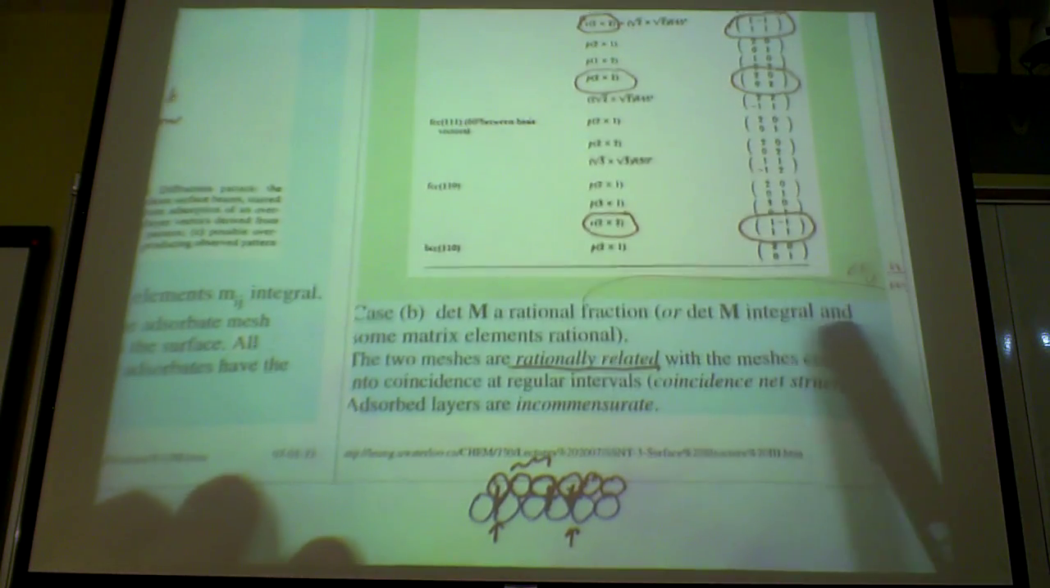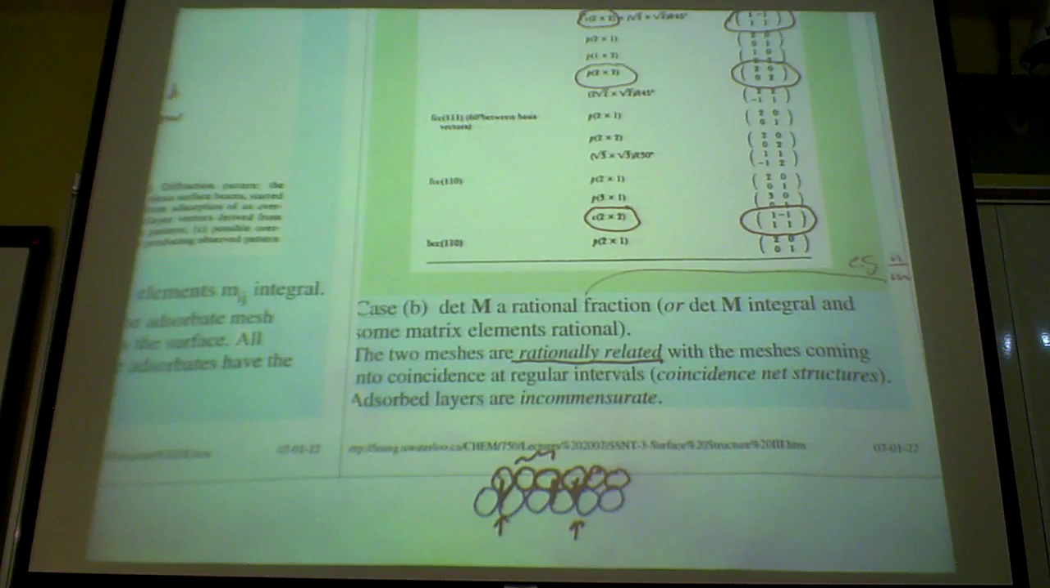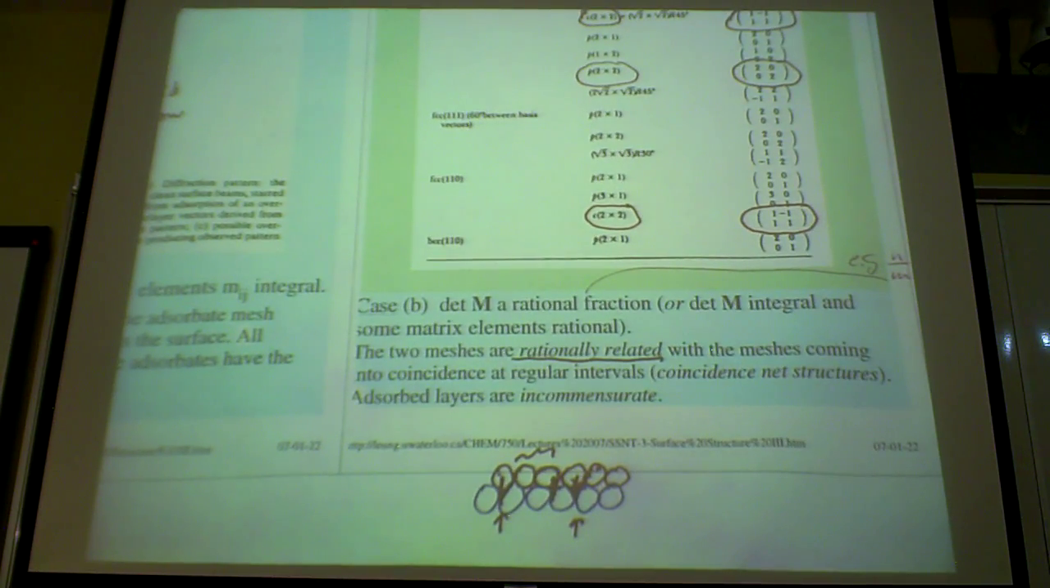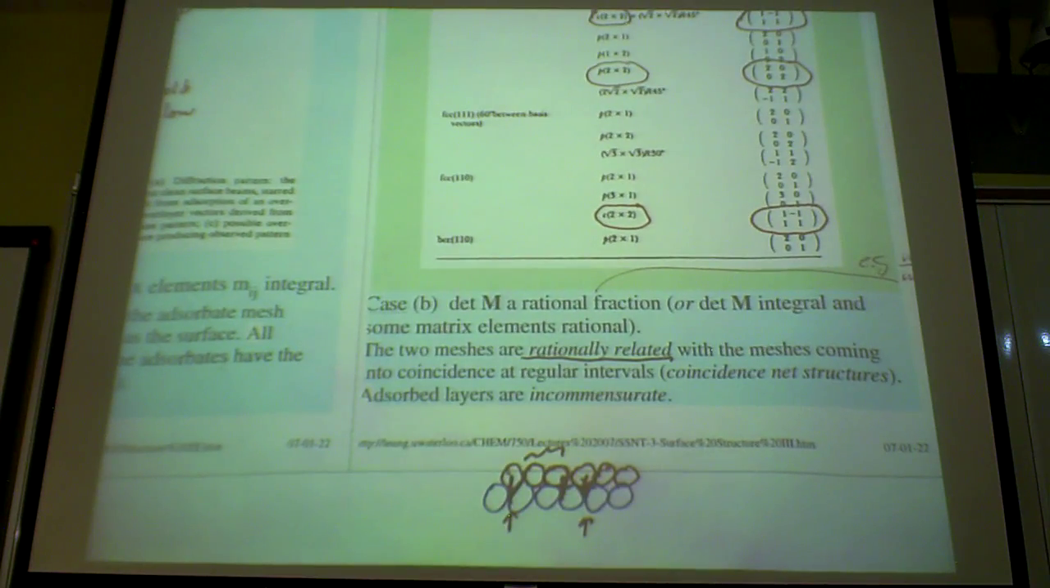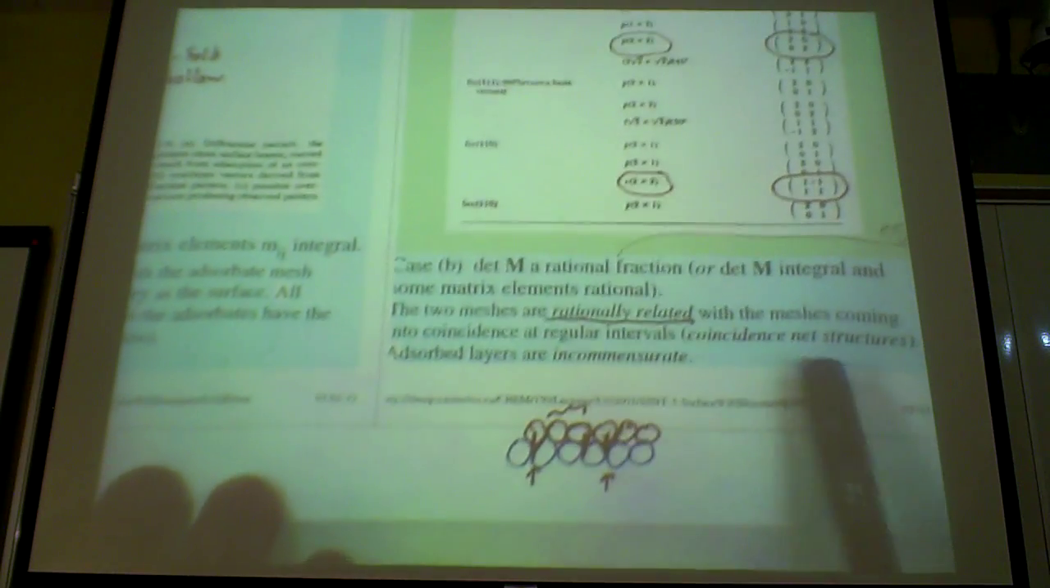And the determinant is the integer, right? So the area ratio is a nice integral multiple. The overlay area is an integer multiple of the substrate area. So that's what this integer means. And some of the matrix elements are not integer; they are rational fractions. Then in this case, they are rationally related.